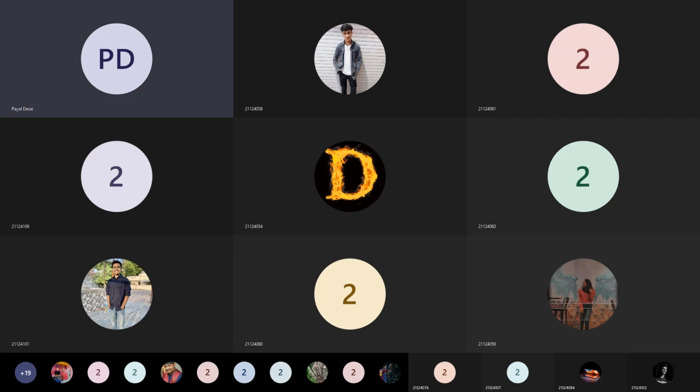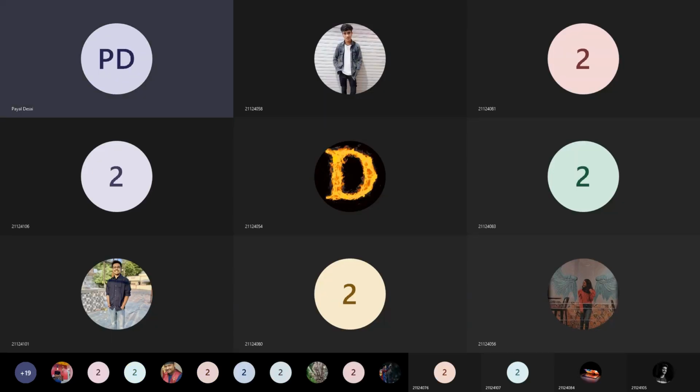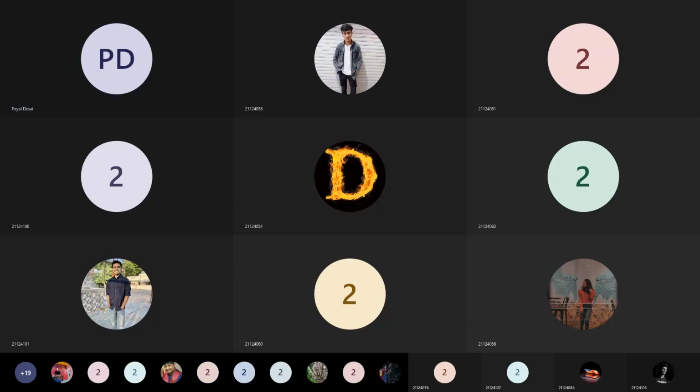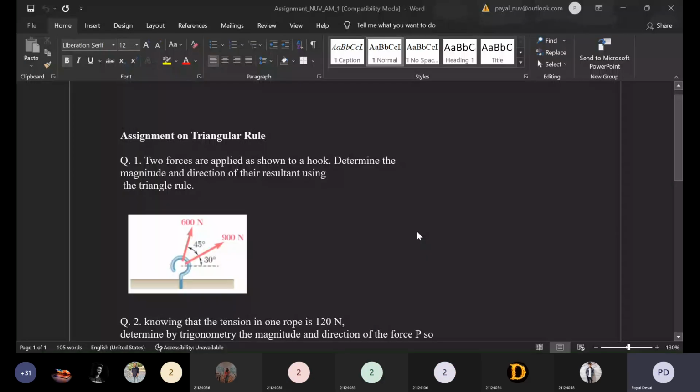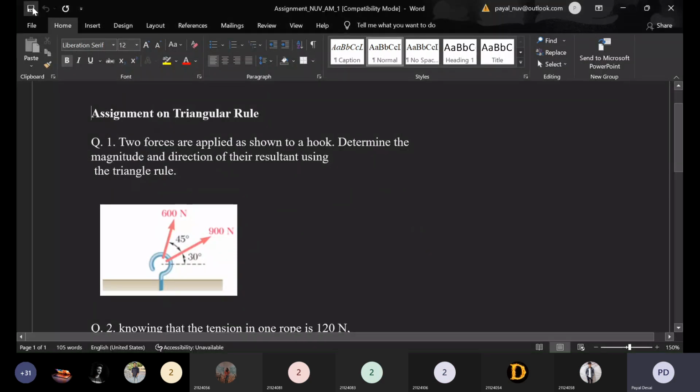Okay, this is the assignment, and we will discuss just the strategy of solving this assignment. एक मिनट, शेयर किया आपको. Okay, so question number 1 is, two forces are applied as shown to a hook. Determine the magnitude and direction of the resultant using the triangular rule.